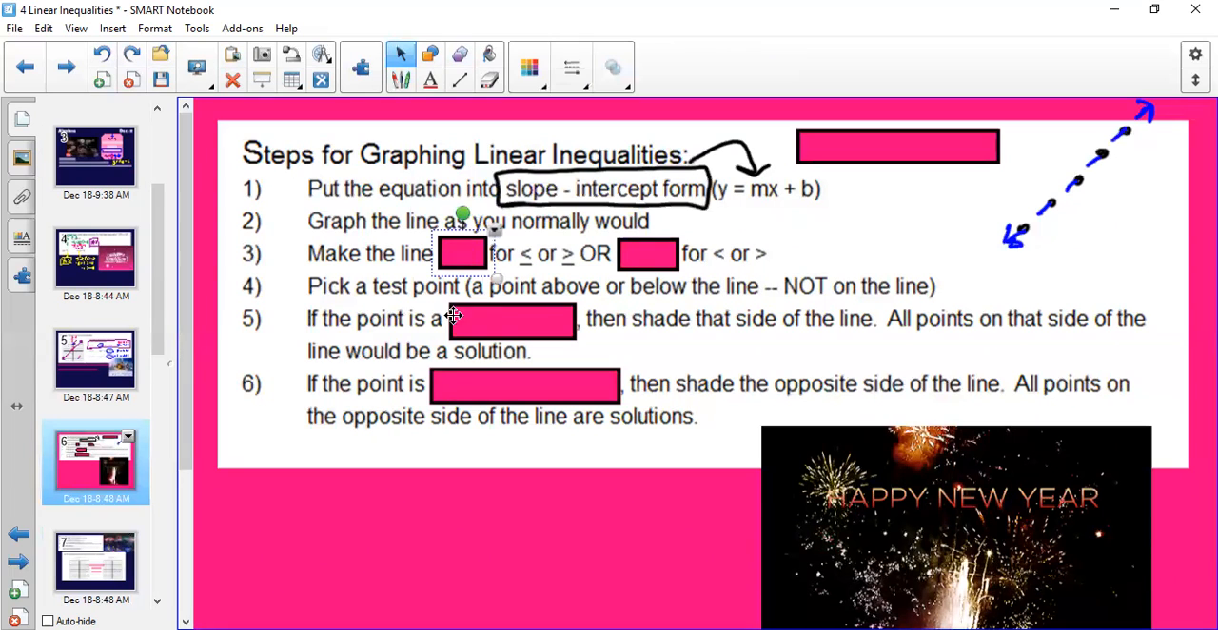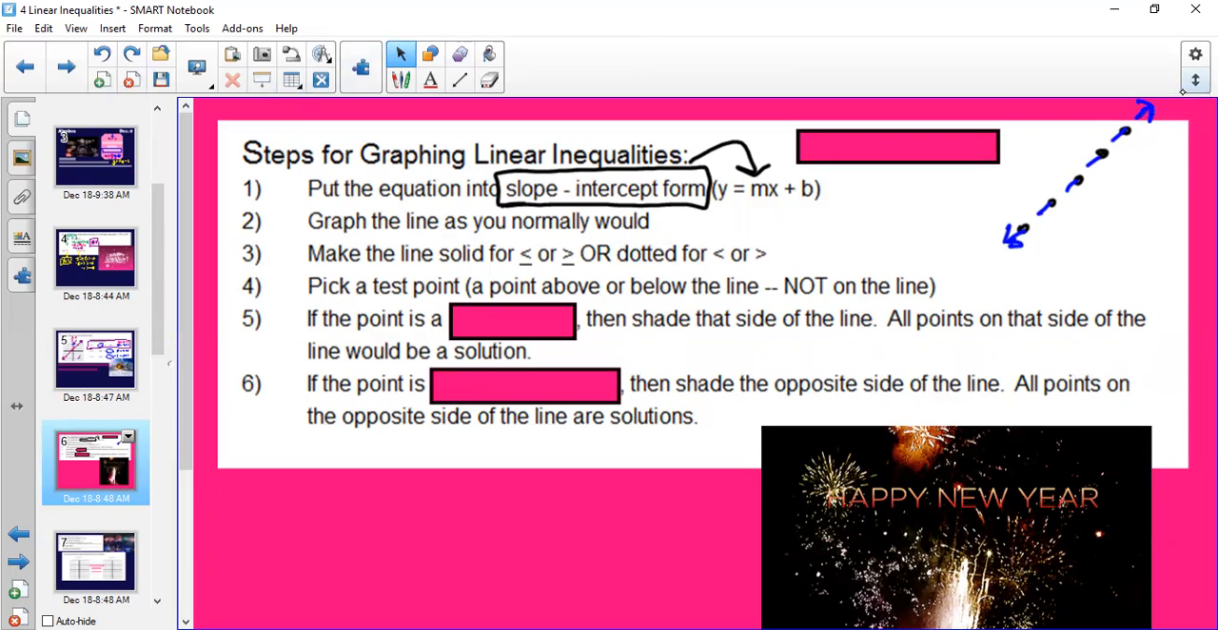So if it's equal to, it's part of our answer, so we want to shade it. So we are going to have a solid line if it's equal to. If it is just less than or greater than but not equal to, it's not part of our answer, so we don't want to shade it. So we show a dotted line, again, to show that it's not part of our answer, so it's not included. The points on that line would not work if we plugged them into the inequality.